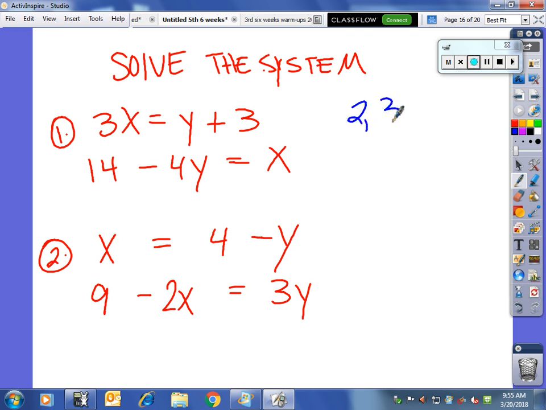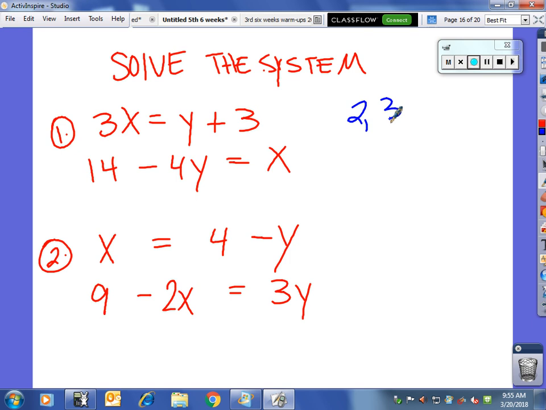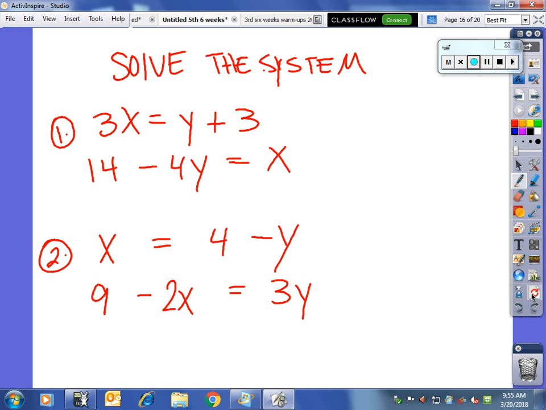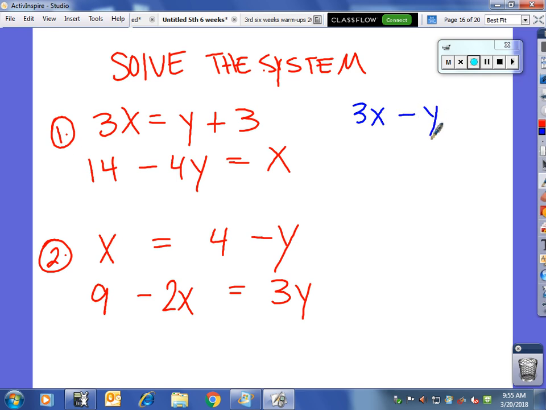So I got 2, 3, and 3, 1. Do we need to see either of these, or both of these, worked out? Which one? Number 1. Okay, you need to tell me, are you an elimination person or a substitution person? Elimination. Okay, so the only way that elimination will work is if your x's, y's, and everything are lined up. So I usually put them in standard form. So on number 1, I'm going to move the y over on that top equation. So I got 3x minus y equals 3. See what I did there?